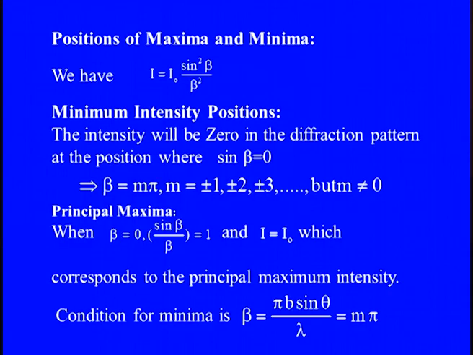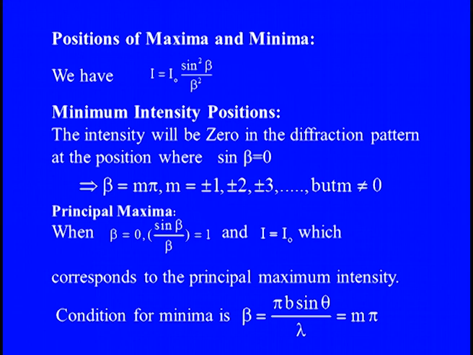Now, I will discuss the positions of maxima and minima on the screen. We have the intensity of the resultant wave I equal to I naught sin square beta by beta square. So, the intensity will be 0 in the diffraction pattern at the positions where sin beta is equal to 0, that is, beta is equal to m pi, where m is equal to plus minus 1, plus minus 2, plus minus 3, and so on, but m should not be equal to 0.